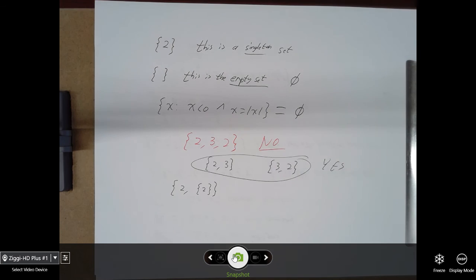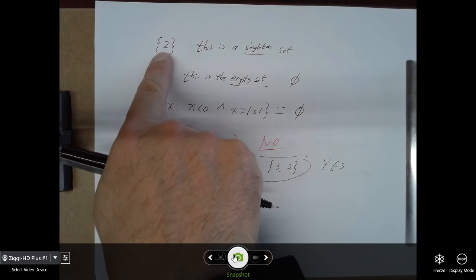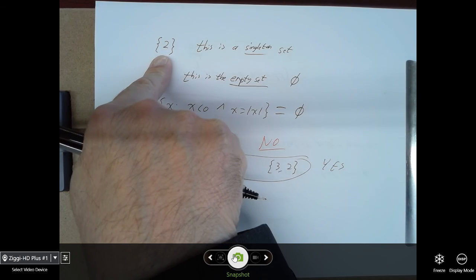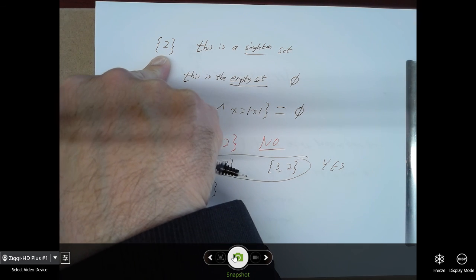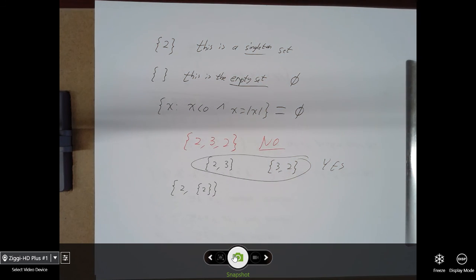So back to your question, is this a valid set? It's an unordered collection of things. One of those things is the number 2. Another one of those things is this singleton set containing a 2. That's absolutely valid. So that's a set containing 2 elements.